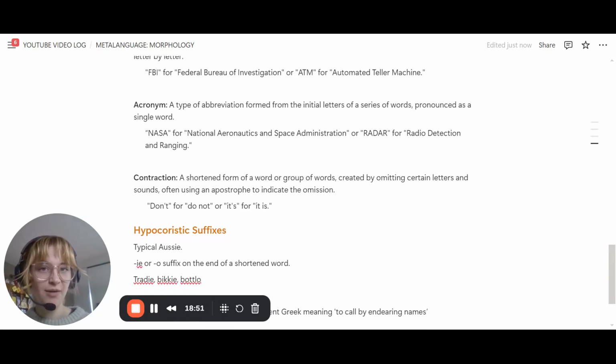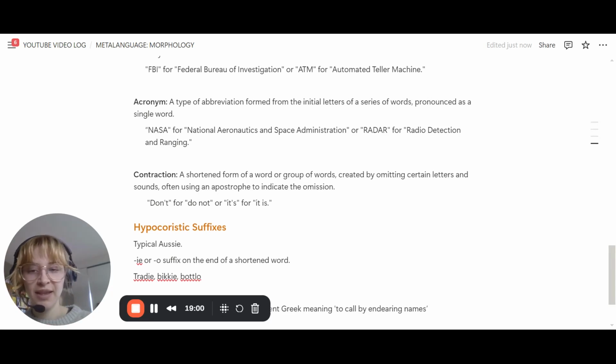So those are morphological word formation processes. They all involve changing specific parts of a word or morphemes.